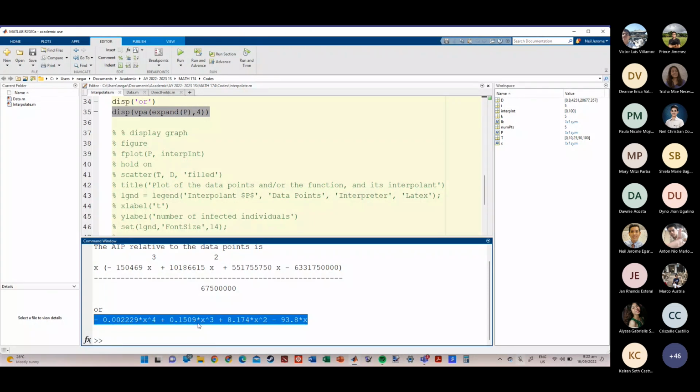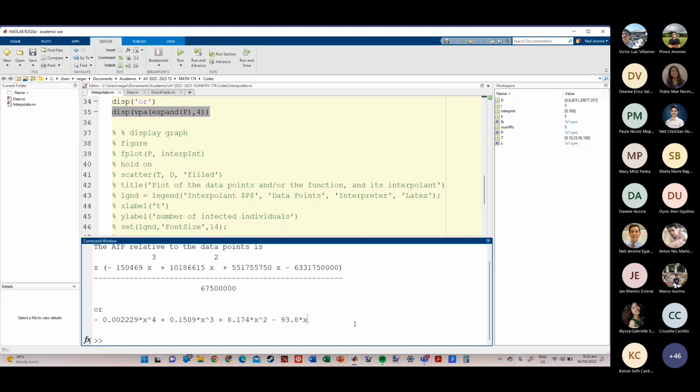Nandito na siya sa code natin. Line 35, display VPA expand P of 4. Right? Pero usually, kapag given sa atin yung mga numbers, symbolic expressions, it's not easy to interpret them, right? Kaya minsan mas okay na meron kang graph.